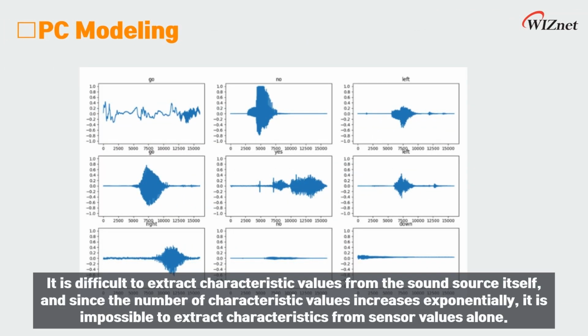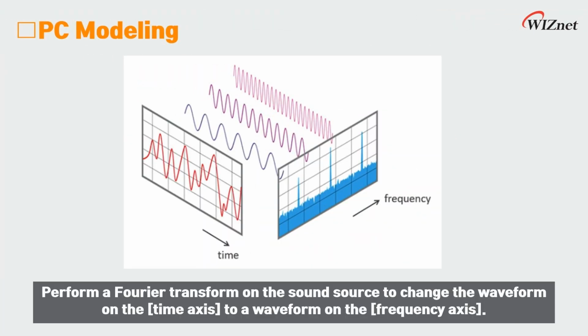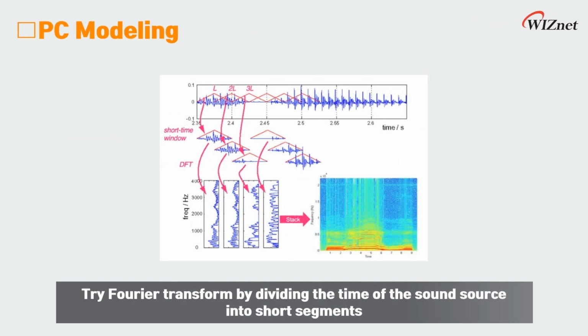It is difficult to extract characteristic values from the sound source itself, and since the number of characteristic values increases exponentially, it is impossible to extract characteristics from sensor values alone. Perform a Fourier transform on the sound source to change the waveform on the time axis to a waveform on the frequency axis. Try the Fourier transform by dividing the time of the sound source into short segments.